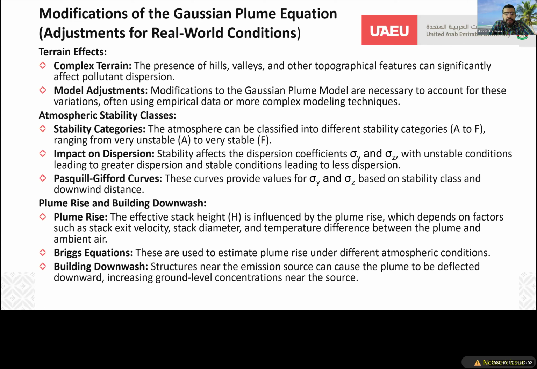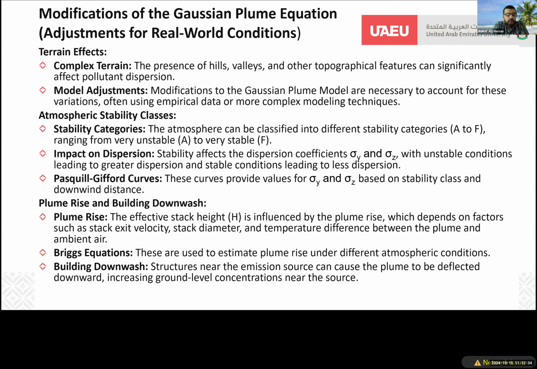Now, remember the delta H that we talked about earlier, that actually the plume starts not right after the stack, but way above the stack after a small delta H. So the effective stack height H is influenced by the plume rise, which depends on stack velocity, stack diameter, and temperature. So we need to take this into consideration to calculate the delta H. And we use something called the Briggs equation to estimate the plume rise.